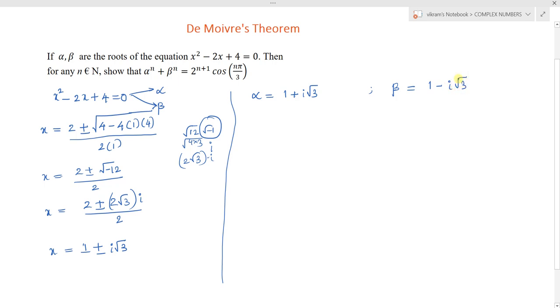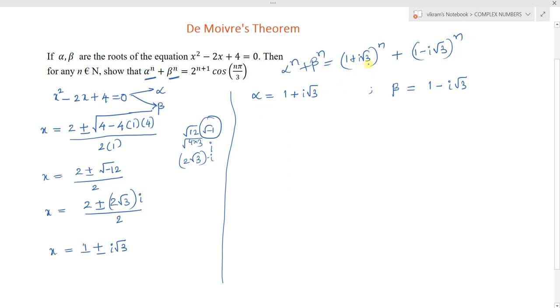Okay, now what is the question asking? He is asking us alpha power n plus beta power n. So that means it is nothing but alpha power n, that is 1 plus i root 3 whole power n, plus beta power n, 1 minus i root 3 whole power n. This we need to find out over here. So simply it is nothing but powers of a complex number, which means we have to apply the De-Moivre's theorem.